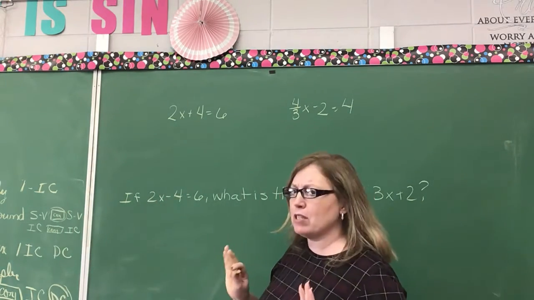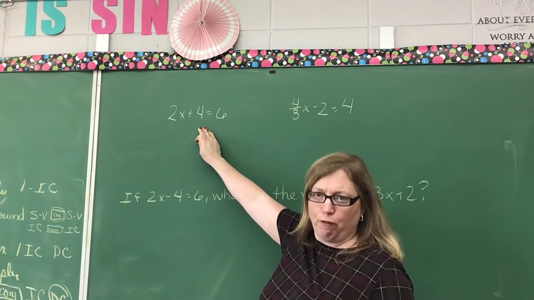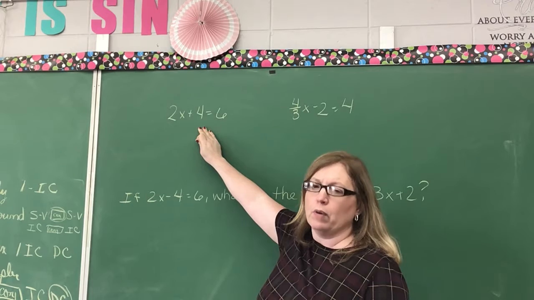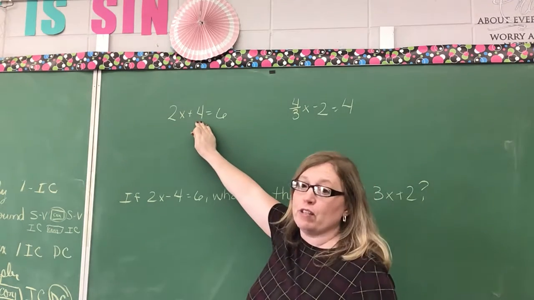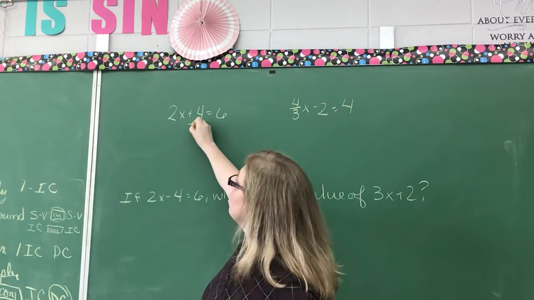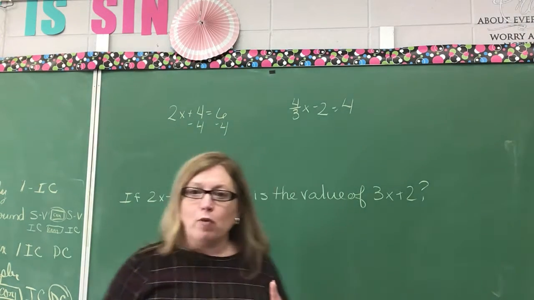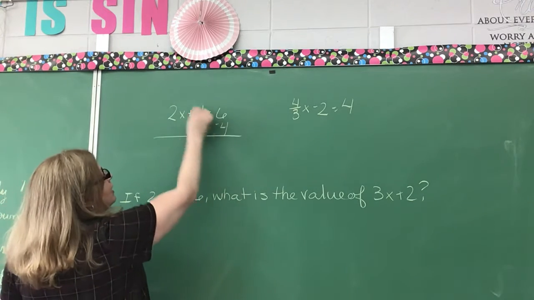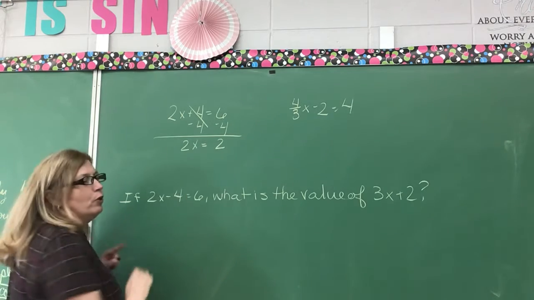Forget the two-step for just a second and let's look at this. We have 2x plus 4 equals 6, okay? Let's solve that equation. What do I need to do? I need to get rid of this 4, right? So it says to add 4, so you know to subtract 4 because you do the opposite of what it says. So this cancels and we have 2x equals 2.